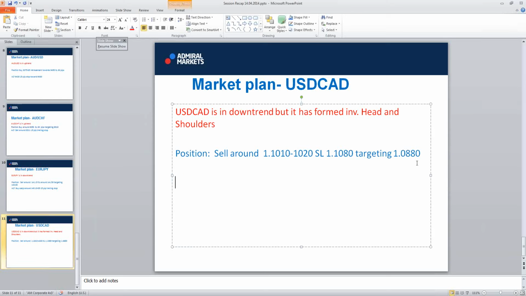So I will be putting up like this, dollar yen. My trade plan is sell around 102.50, stop loss 102.80, targeting 101.80. Of course, after 20 pips, I would use my trailing stop. So this is also for dollar yen.